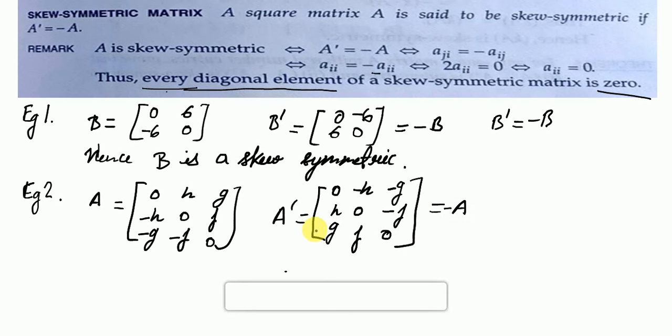And every diagonal element of a skew symmetric matrix is 0. So, yahan par diagonal elements 0, yahan par bhi 0. Then, ye iske symmetric matrix mein 0 hote hain. And hence, A dash is a skew symmetric matrix. Proved it.